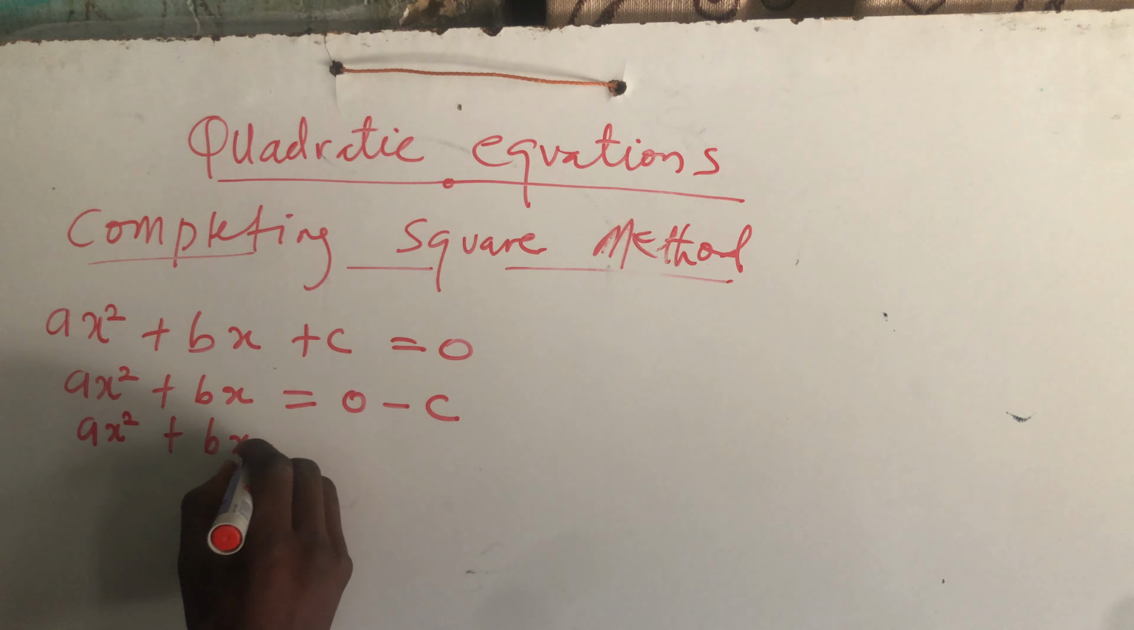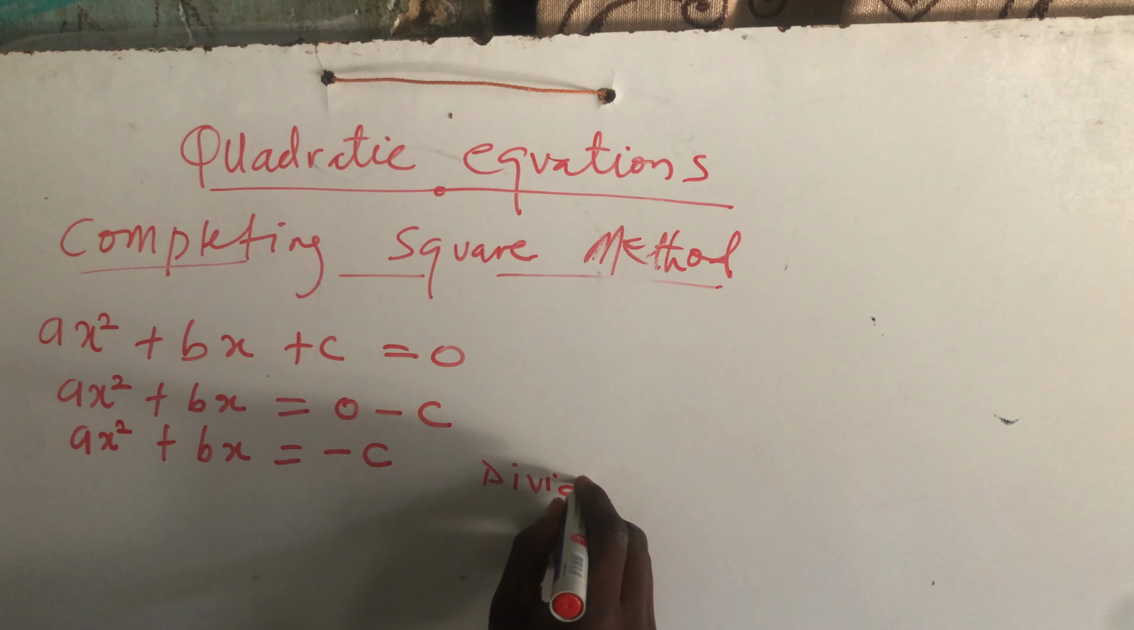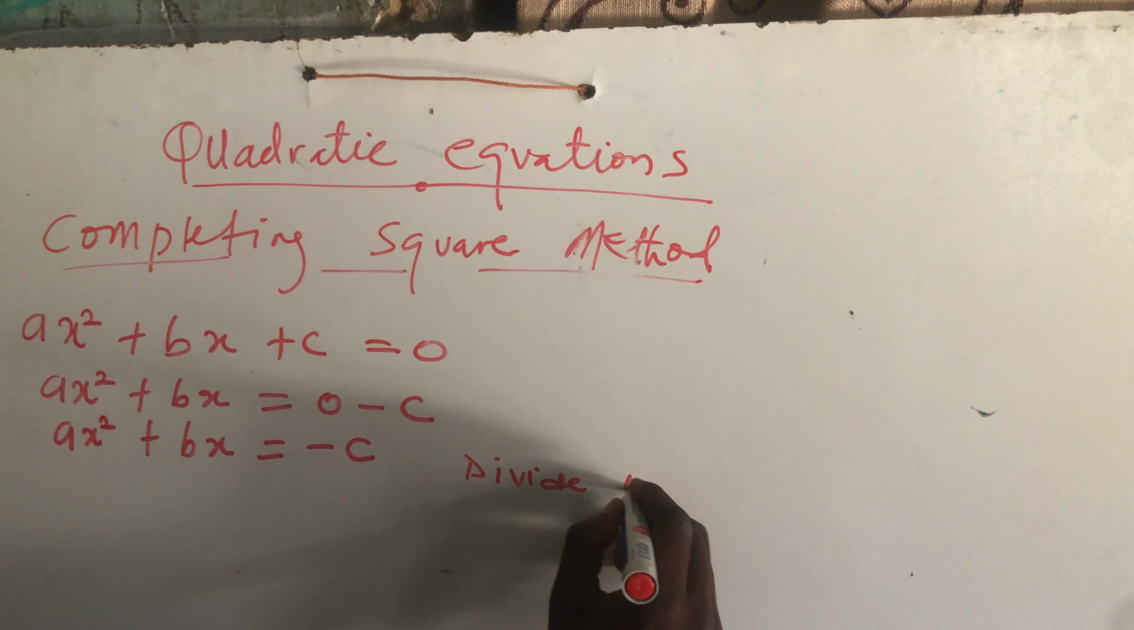So daga nan sai mu dividing by the coefficient of x square, shine divide by a, because a is the coefficient of x square. Gaba ɗaya throughout divide through by a. So daga nan therefore we have this over a, bx over a, everything over a. Okay? Komi over a. This will go with this. So x square plus b over a x is equals to negative c over a.